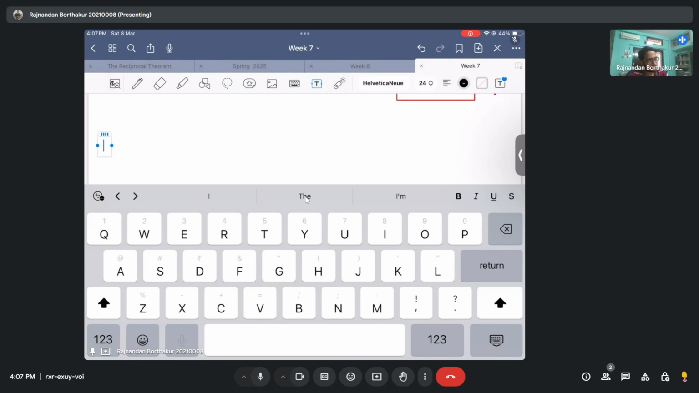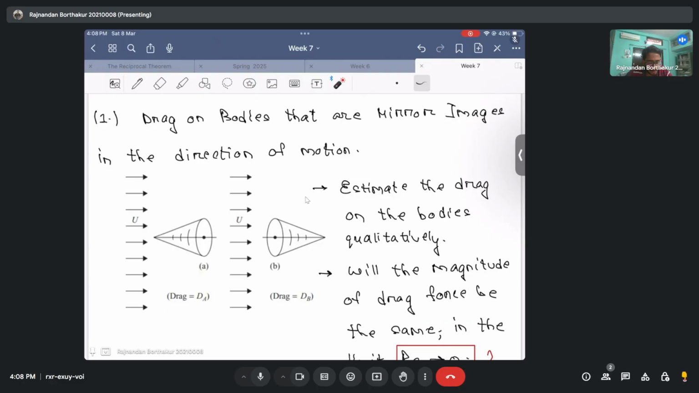So the idea is that we will see the consequences of the creeping flow equations, because of the fact that they are linear. The first consequence is that we will estimate the drag in the creeping flow limit on bodies that are mirror images in the direction of motion. Meaning, if I have a body of this shape, and another body which is just the mirror image of this body, if I just put a mirror here, this object is the mirror image of the object on the left-hand side.